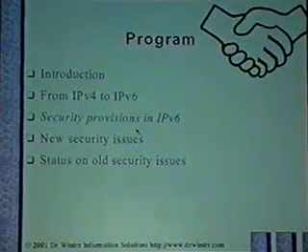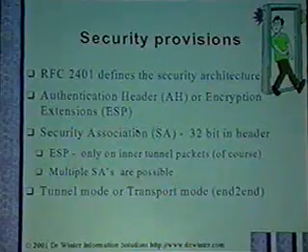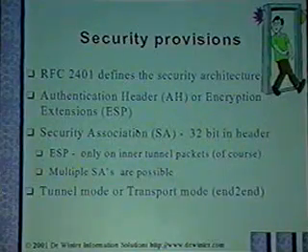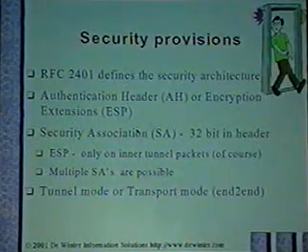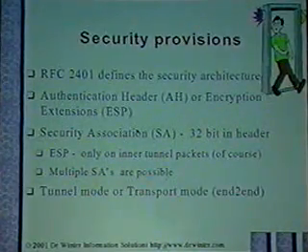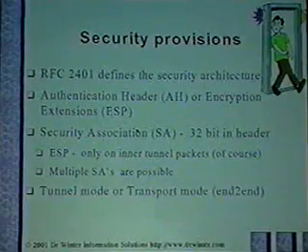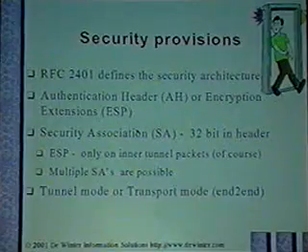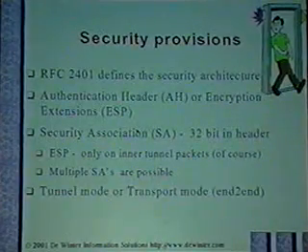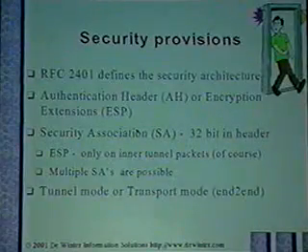Now, how did the designers of IP version 6 see security in general? Request for comment 2401 defines general security architecture, and it speaks of an authentication header or encryption extensions. That might be any encryption you want to add. That, of course, is very interesting on its own.